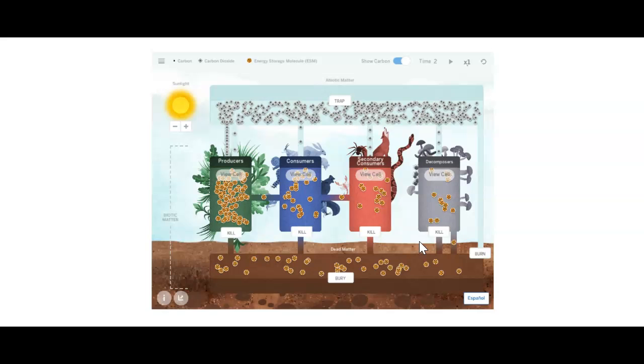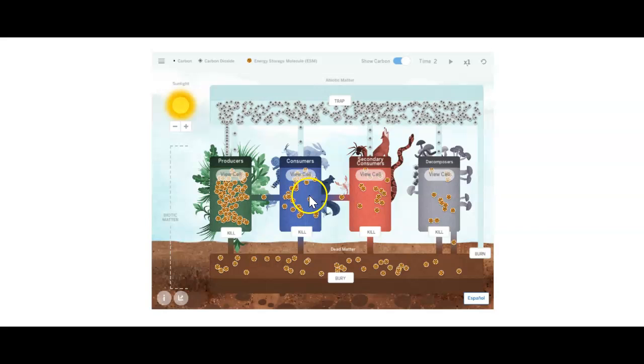So I really like in this simulation that they have some examples around the producers. So producers are plants. So you can see that we have corn, we have some different leafy greens. These are all plants that are surrounding the producers, so that kind of clues us into what those are.